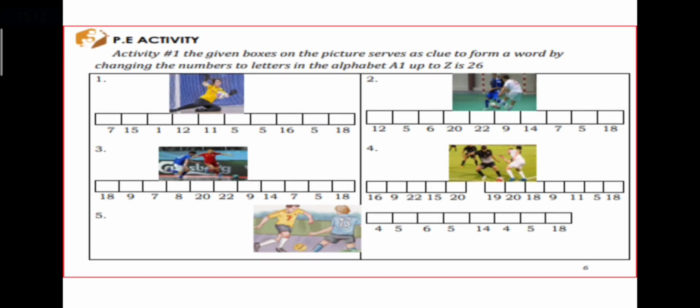For our physical education activity for this week, the given boxes on the picture serve as a clue to form a word by changing the numbers to letters of the alphabet. A is 1, up to Z is 26. What you have to do is write your answer on your answer sheet, take a picture, and send it to the messenger account of your MAPEH teacher.